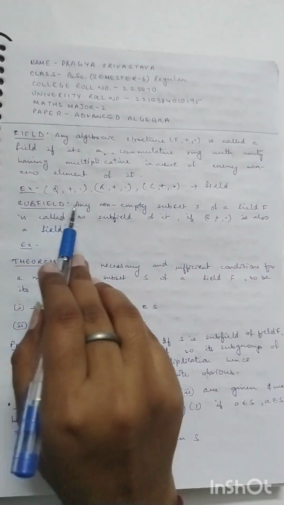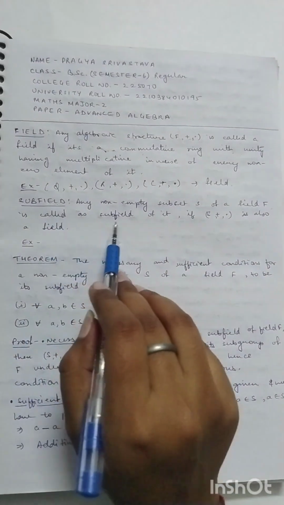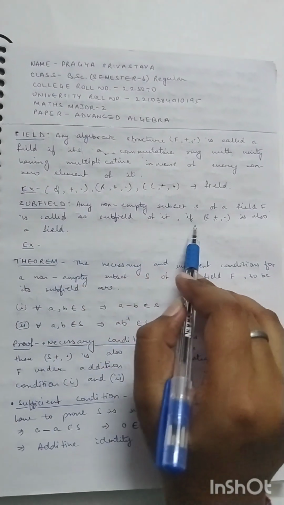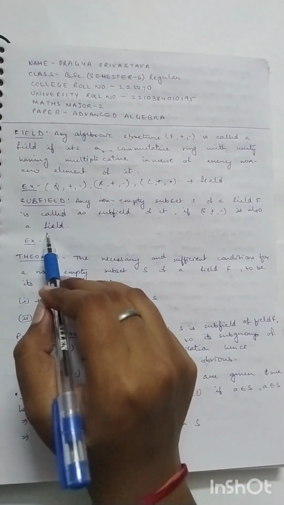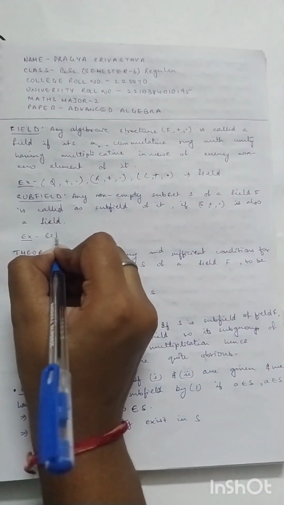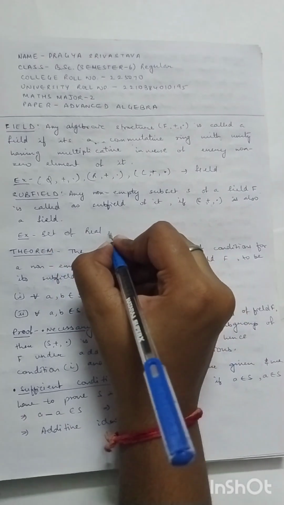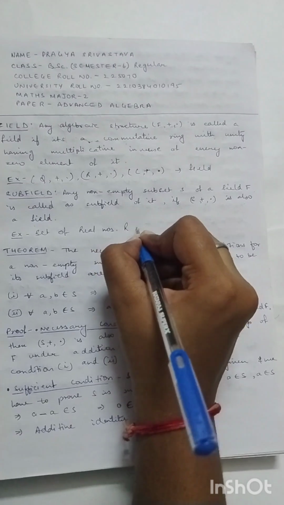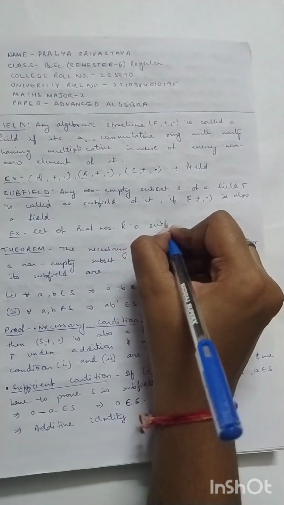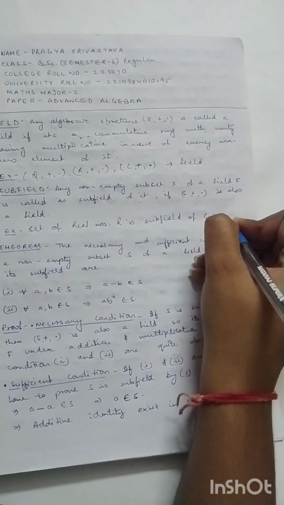Now subfield. Any non-empty subset S of a field F is called a subfield of it if (S, +, ·) is also a field. For example, the set of real numbers R is a subfield of (C, +, ·).